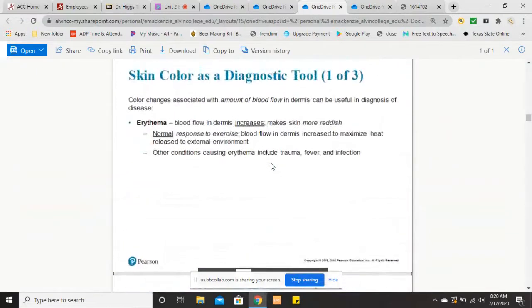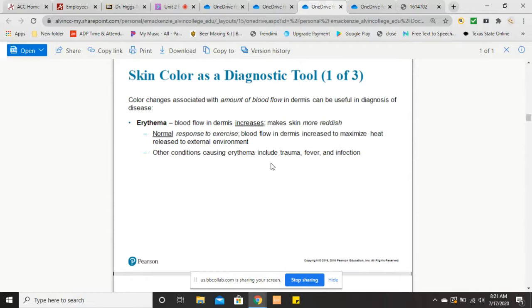Erythema, pallor, and cyanosis. First is erythema. Erythema is when you turn bright red. Remember what's red again? Hemoglobin. And where's hemoglobin? In blood. So you tend to turn red when you have increased blood flow. Keep it that simple. Erythema is redness, and it's because of increased blood flow.